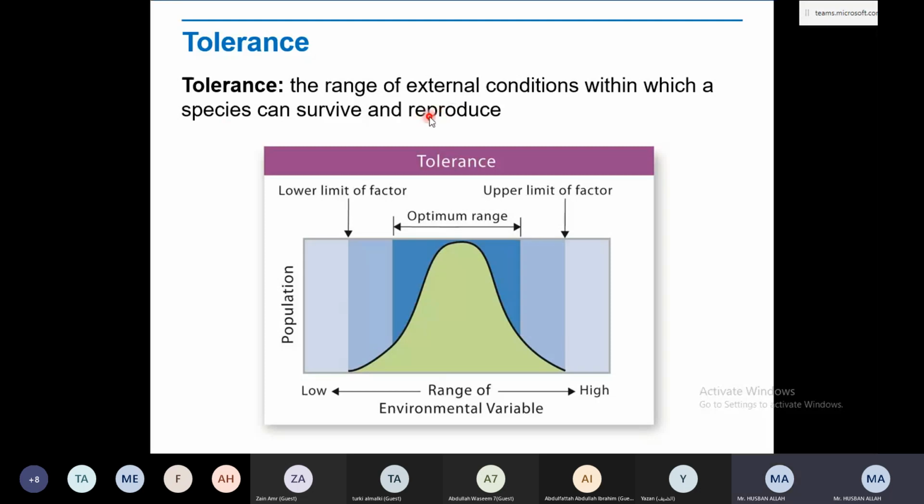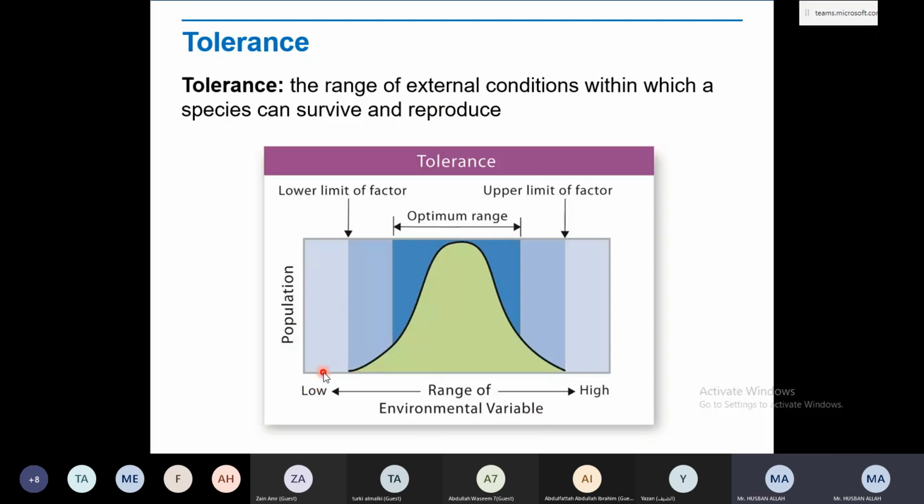Every species has its own range of tolerance, the ability to survive and reproduce under a range of environmental circumstances. Like, for example, if you look at this diagram, the range of environmental variables, on one side we have low, on another side we have high. When the tolerance level is low, what will happen, and when it is high? On one side it shows the range of environmental variables, and on the other side the population.